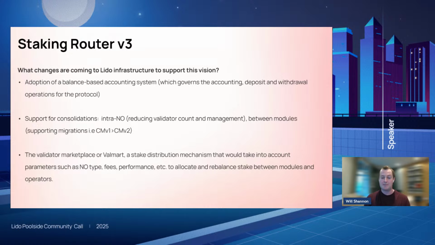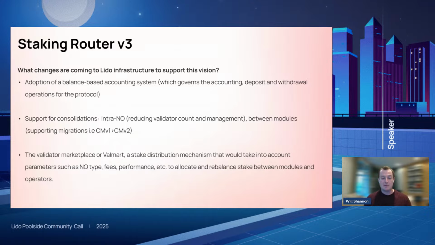a balance-based accounting system. So this governs the deposit and withdrawal operations for the protocol, and it leads right into the next point, which is support for consolidations. So the intention is to see validators from the curated module consolidated into 2048 validators. This would cover intranode operator consolidations, so basically allowing node operators to reduce cost and reduce the amount of validators that they are actually managing. This would be great from a network perspective, and also importantly, between modules. So as we add the second version of the curated module, which we'll talk about, validators would actually be able to be consolidated from CMV1 to CMV2.